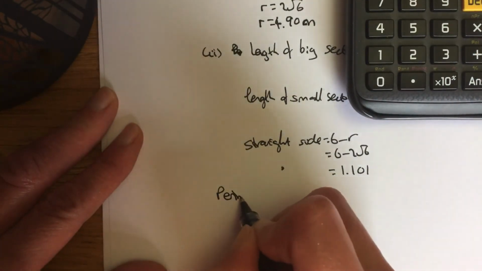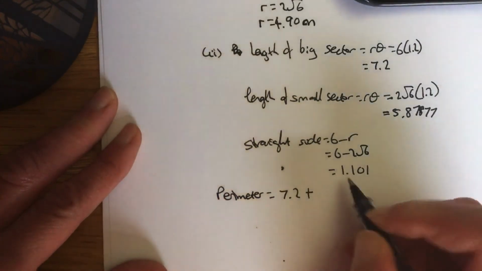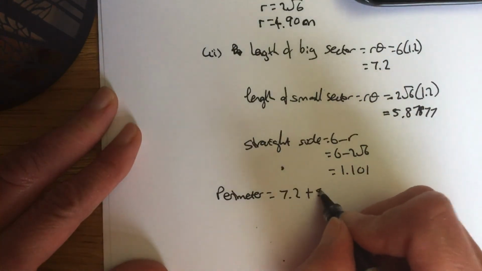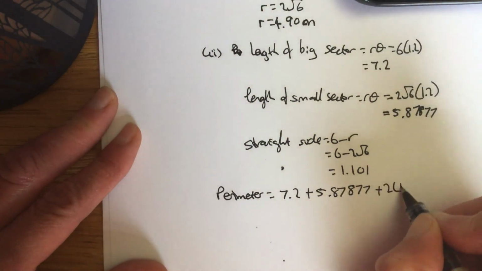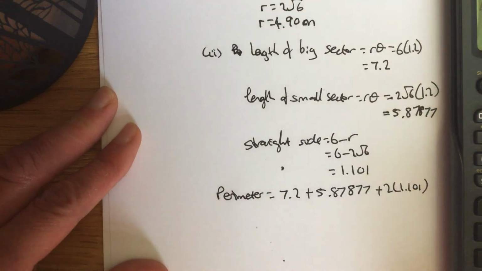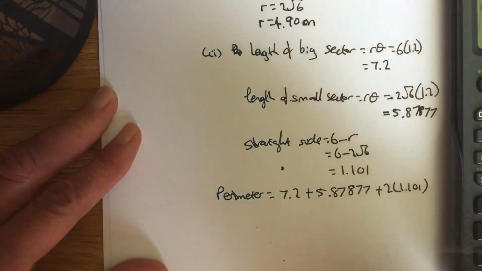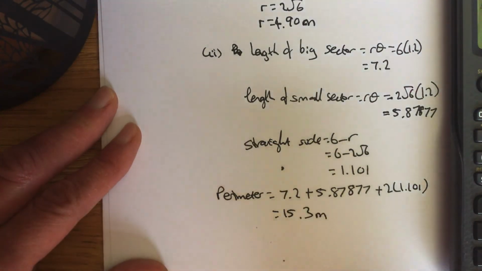So the perimeter of the whole thing is the big sector, the small sector, plus the 2 straight edges. And working all that out on the calculator should give you an answer to 3 significant figures of 15.3 metres.